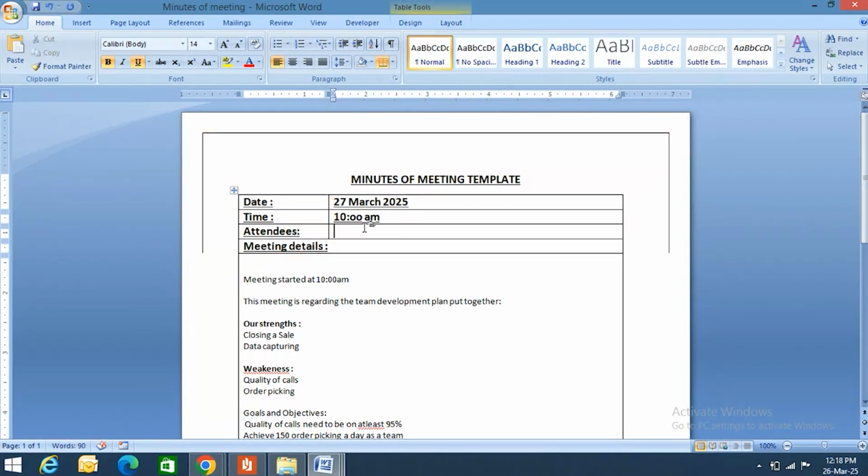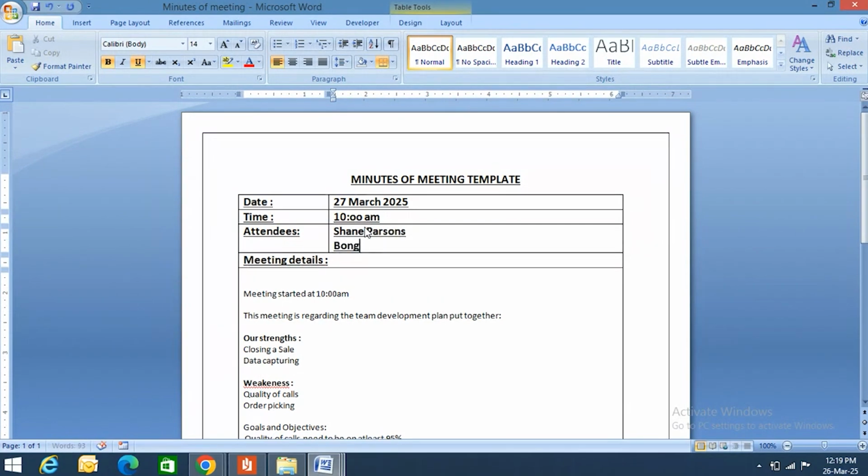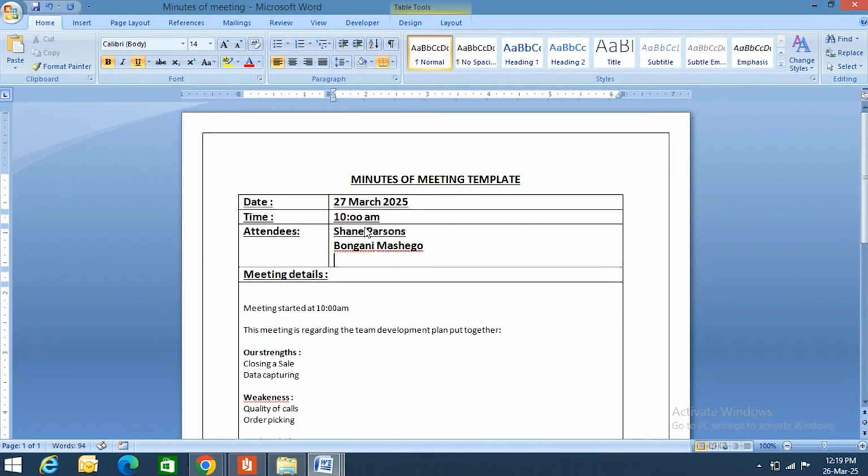Attendees. Now, attendees are going to be, for example, write a few people's names. You have to have about 5 people's names in your organization. So in Kambeni, you're gonna have Shane Parsons. You're gonna have Bongani Mashego. Yes, that's Bongani Mashego. And then you're gonna have Pendulo Swane.